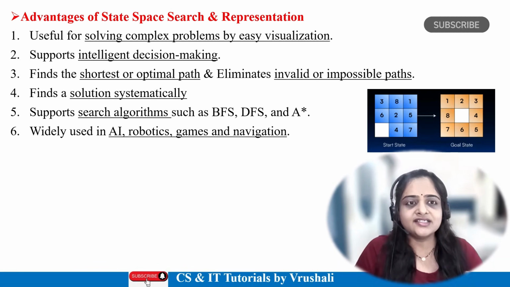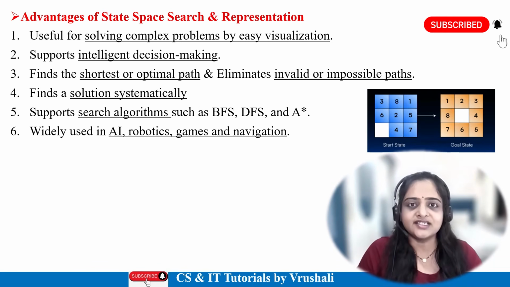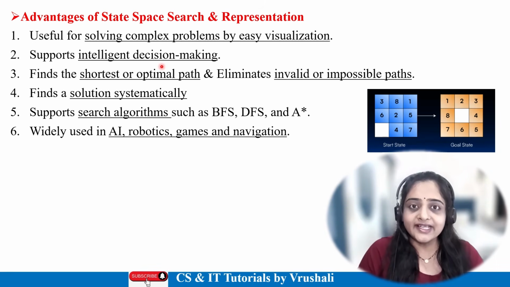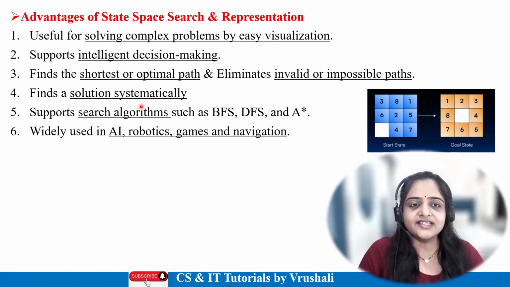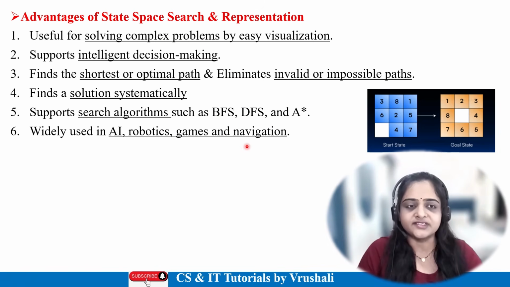Now, these are some advantages of state space search and representation. They solve complex problems, easy visualization is there, and intelligent decision making because they find the shortest path, right? Then they find the solution systematically, step by step, in a proper manner. Then there are multiple searching algorithms based on this problem, like BFS, DFS, A star. This is widely used in AI, robotics, gaming, and navigation systems.